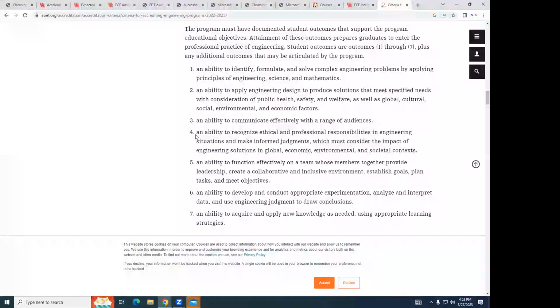Here's one of my favorites: an ability to recognize ethical and professional responsibilities in engineering situations and make informed judgments, which must consider the impact of engineering solutions in global, economic, environmental, and societal contexts. How do we do that? Well, senior design. We look at your final reports in senior design and ask you to comment on things like this in your final report.